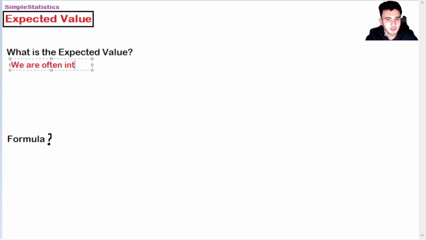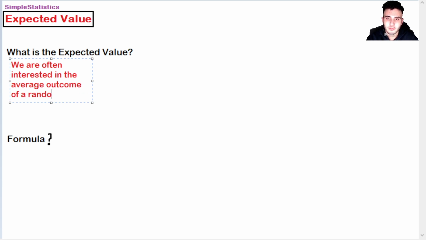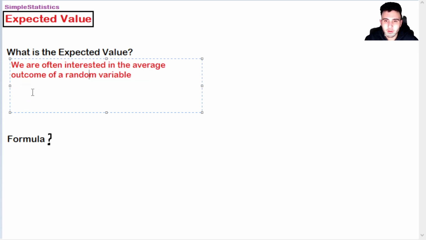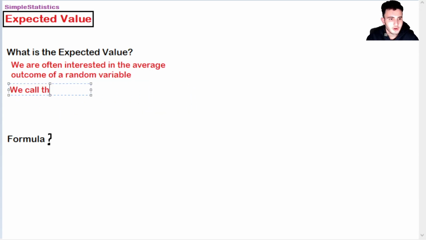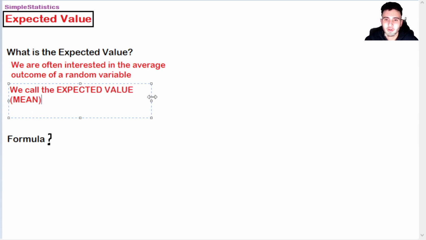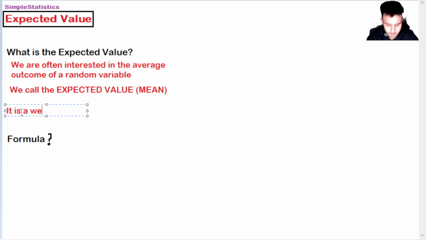We are often interested in the average outcome of a random variable. And we call this the expected value, also known as the mean of these random variables, or the average outcome of these random variables. It is a weighted average of the possible outcomes.